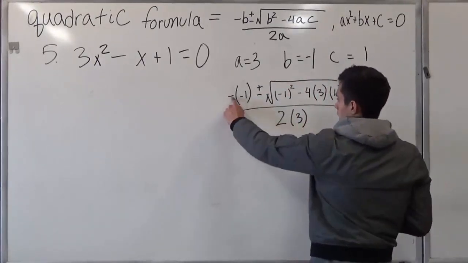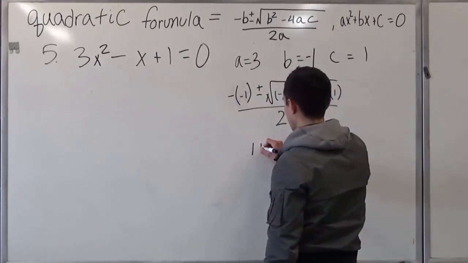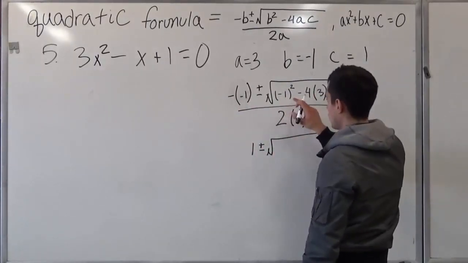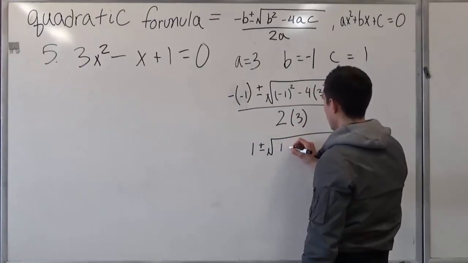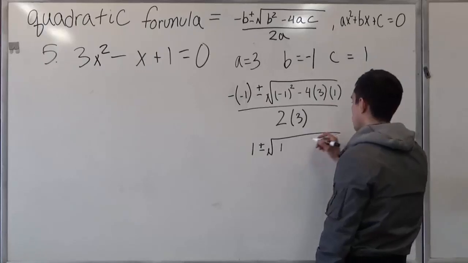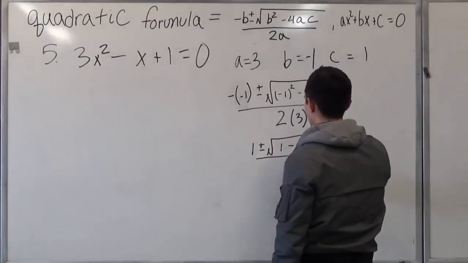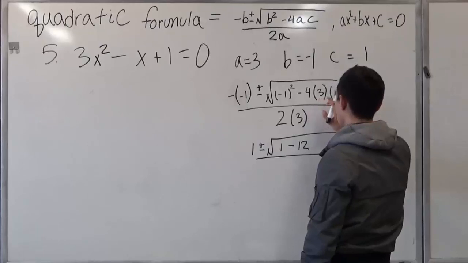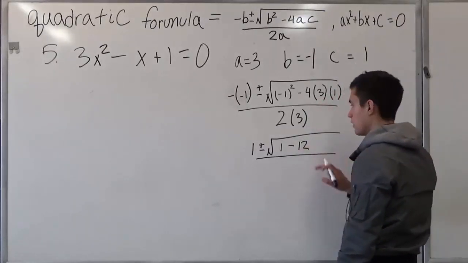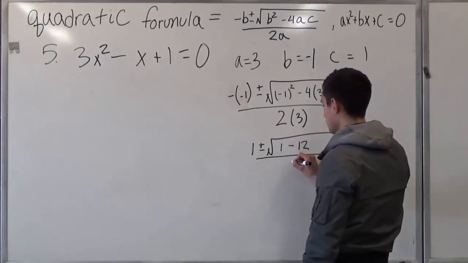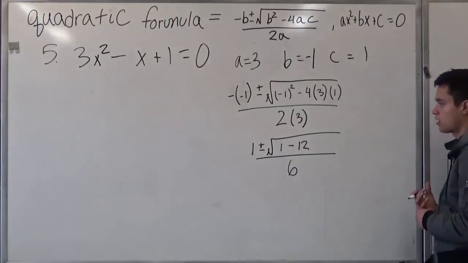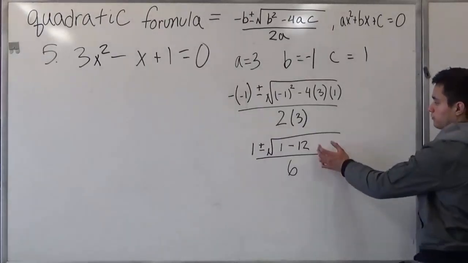So off the bat, a negative times a negative is a positive, so that gives us positive 1. Plus or minus the square root of negative 1 squared, which is just 1. Negative 4 times 3 is negative 12. Negative 12 times 1 is negative 12. So that would give us 12. And then 2 times 3 is self-explanatory. It gives us 6. So in question number 4, we had the same issue.